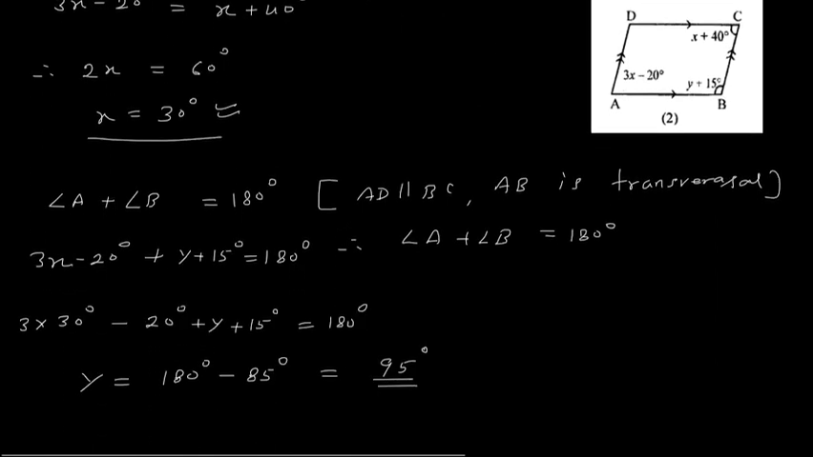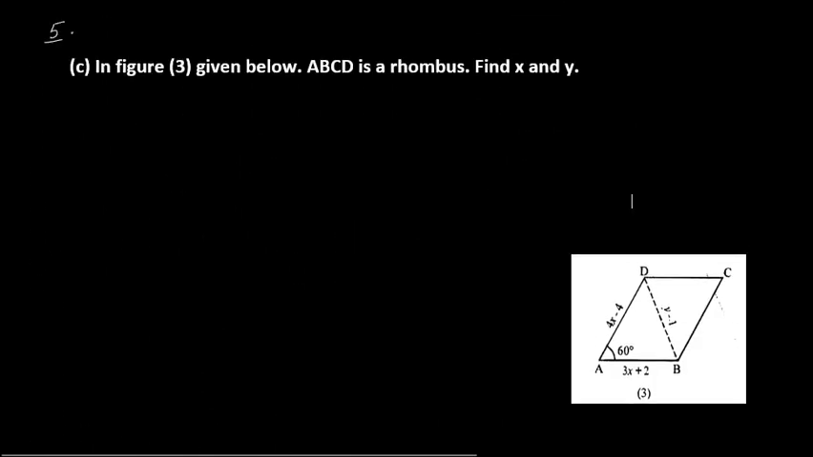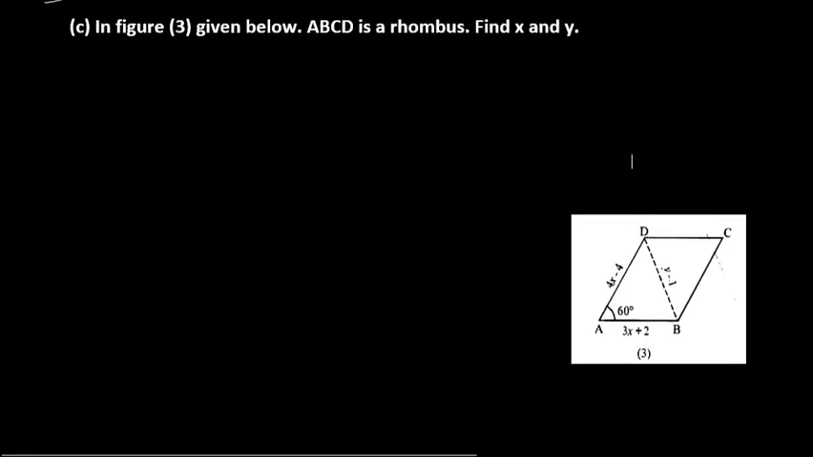Again, any doubt? Okay, fine. The next question: ABCD is a rhombus. Find the value of x and y. So now ABCD is a rhombus. We have to find the value of x and y. So the property of rhombus is that opposite angles are equal.